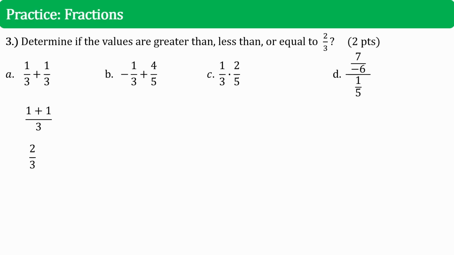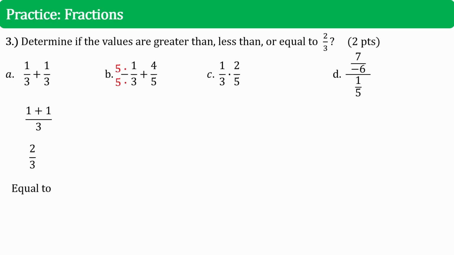We compare this 2/3 to the 2/3 in the problem. We notice that it is equal. B, negative 1/3 plus 4/5. Here, the bottom numbers are not the same, so we cannot add or subtract them. Therefore, we have to find the least common multiple, or the least common denominator. 3 and 5 both multiply to make the number 15. So my goal is to turn the left one to have a denominator of 15, and the right one to have a denominator of 15.